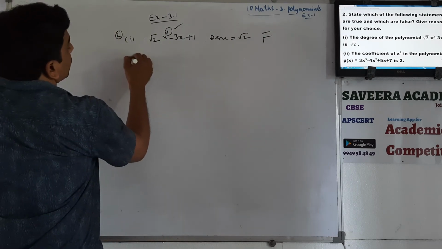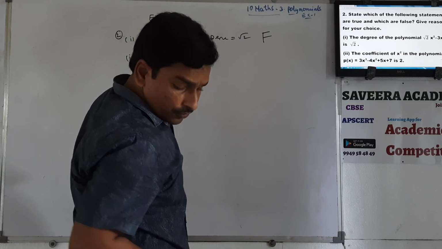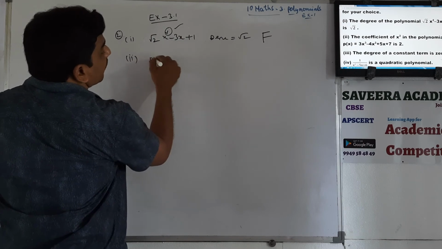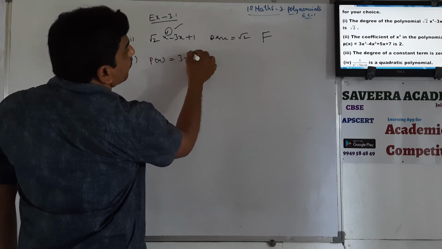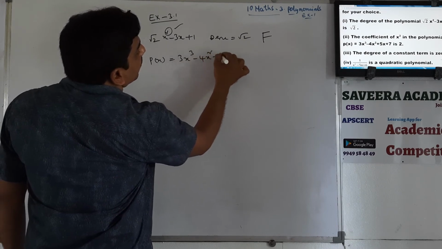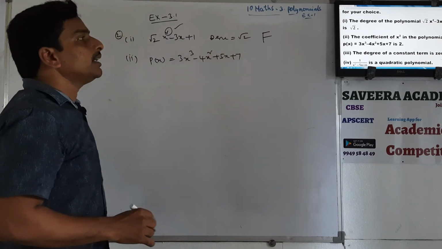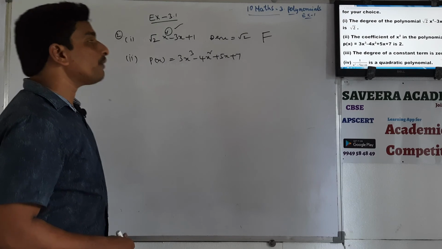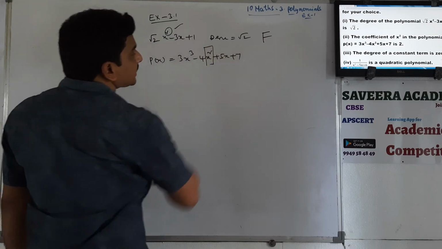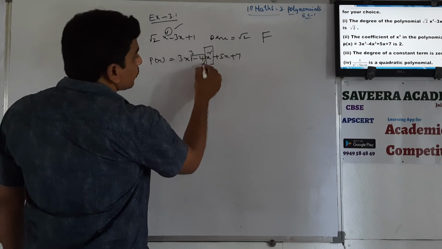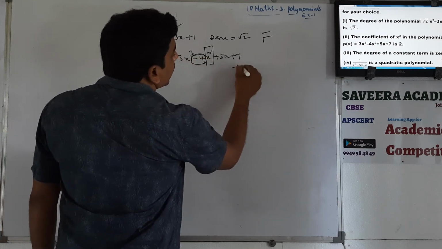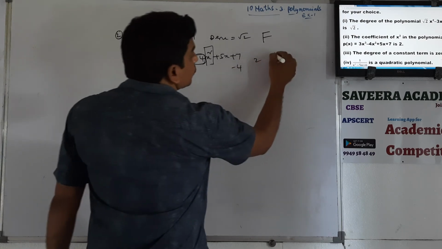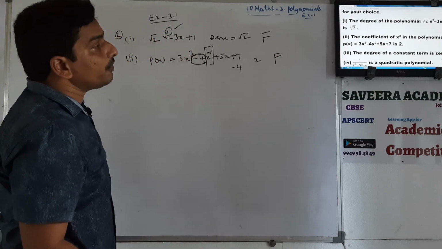Okay, next let us see the second one. The coefficient of x square in the polynomial p of x is equal to 3x cube minus 4x square plus 5x plus 7. Here, the coefficient of x square is minus 4, but what he has given is 2 as the coefficient. So that is the wrong one. So this is a false statement.